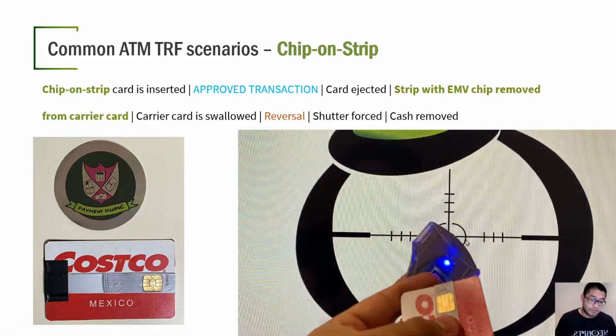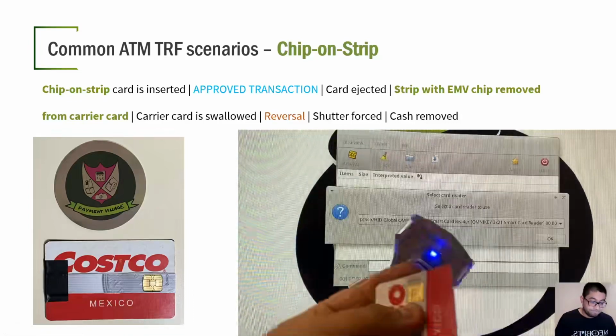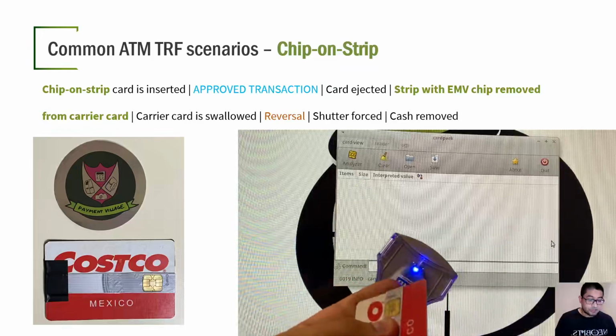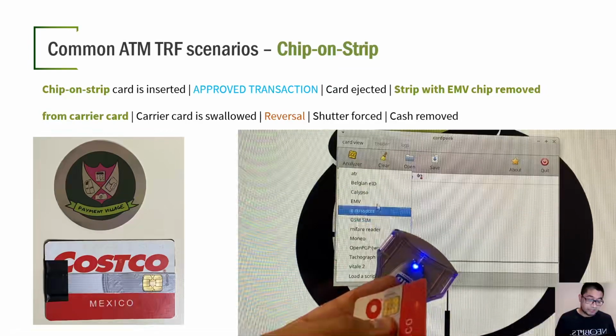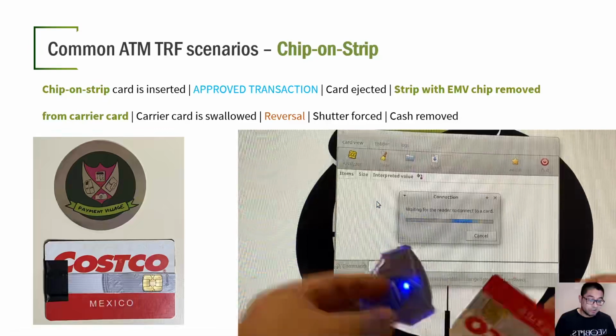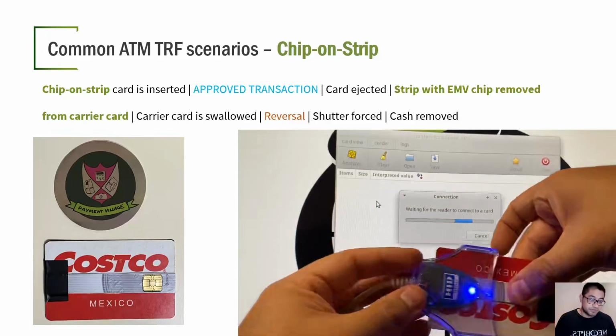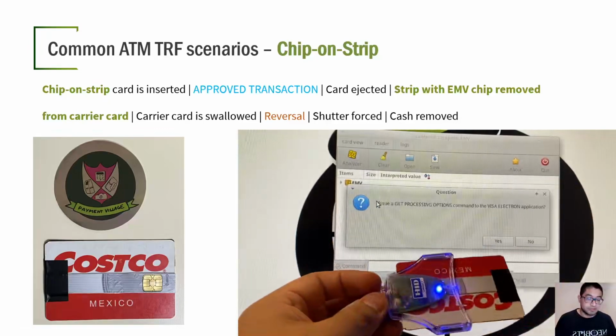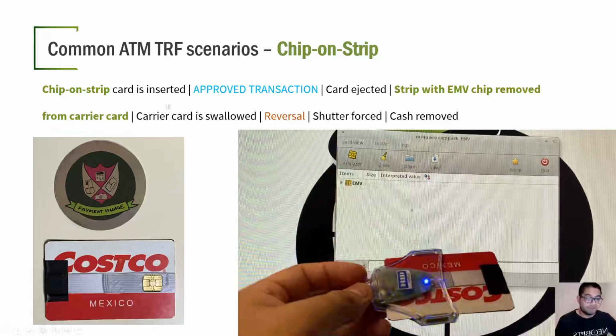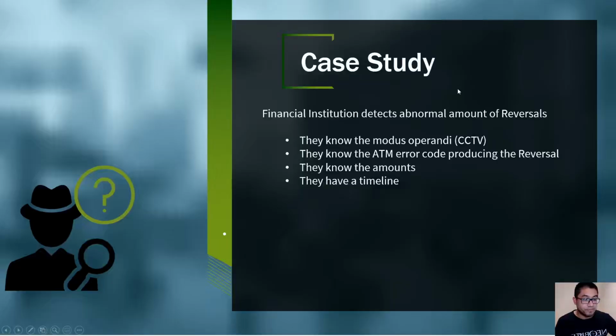For example, we can see this video where I have the card reader, well, just a reader. And I will try to see if this magnetic stripe carrier card will work with this chip on strip card. And yeah, we can see that we can read the EMV chip.